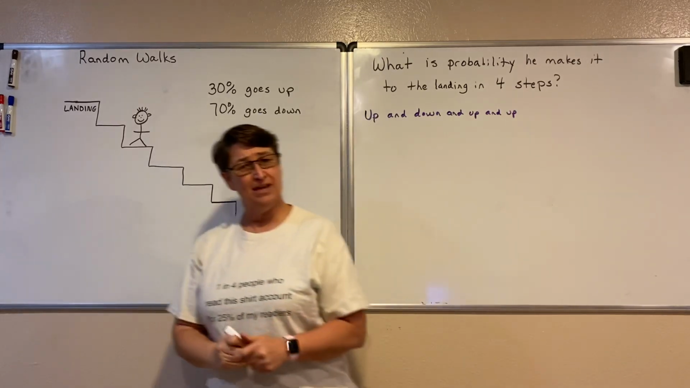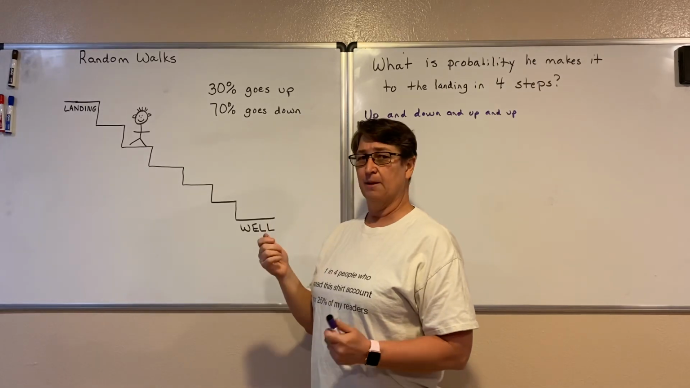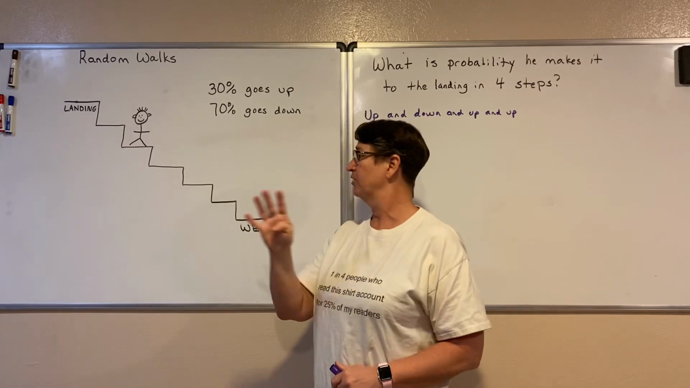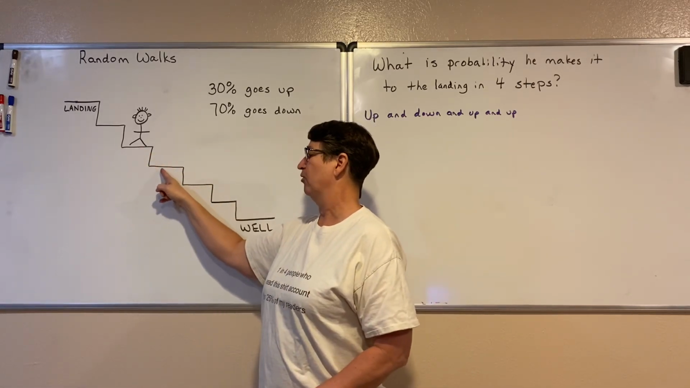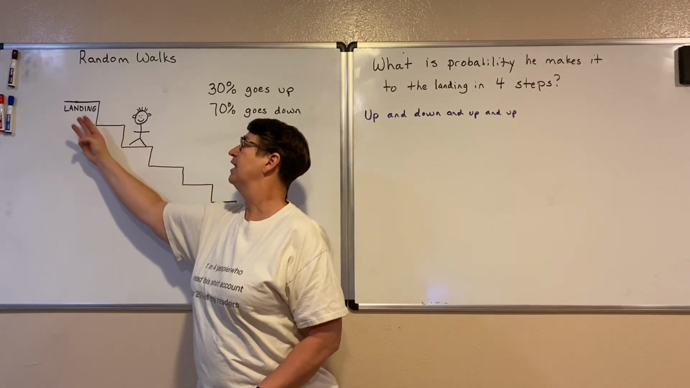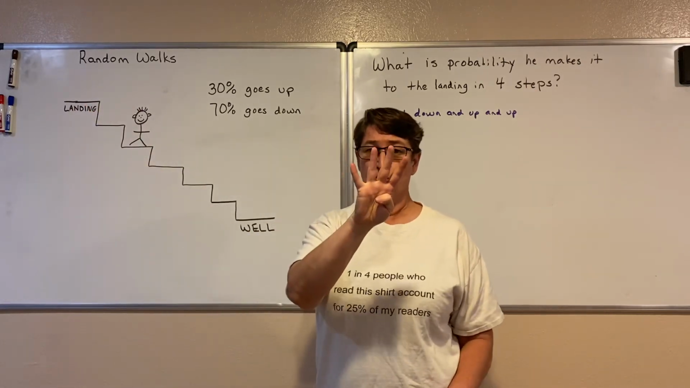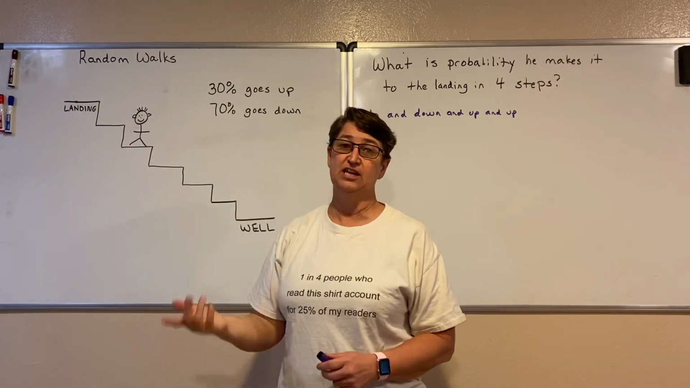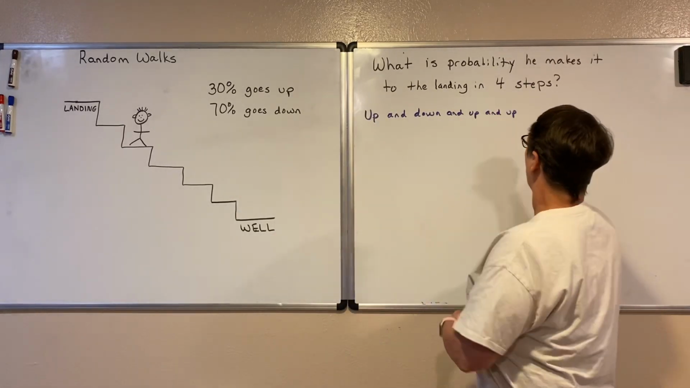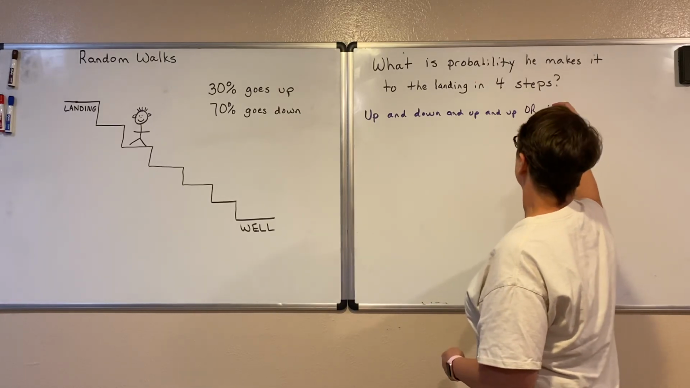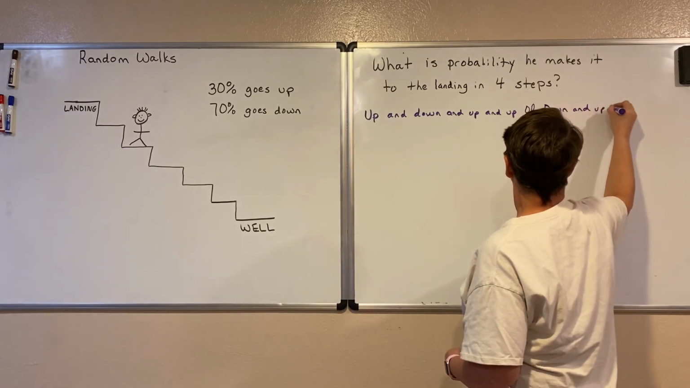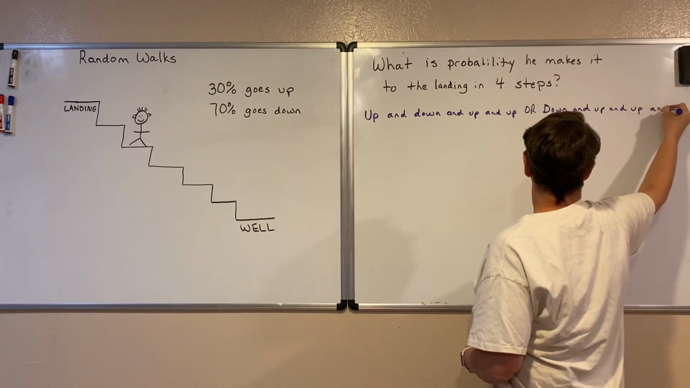Now, is that the only way he can make it to the landing? Let's see. What if he went down first? Can he still make it to the landing in 4 steps total? If he goes down, then goes up and up and up, sure enough, that gives him 4 as well. So there are 2 different ways that he can make it to the landing. Up and down and up and up is one way. Or another way he could do it is to go down and up and up and up.